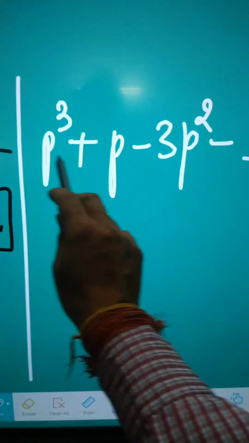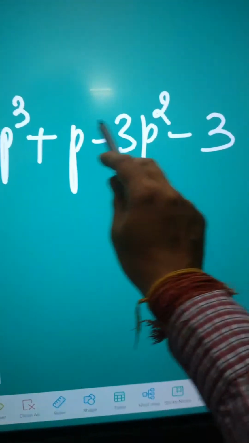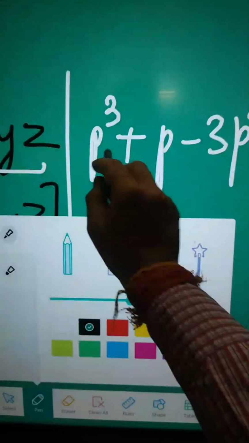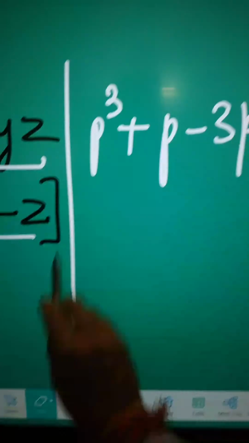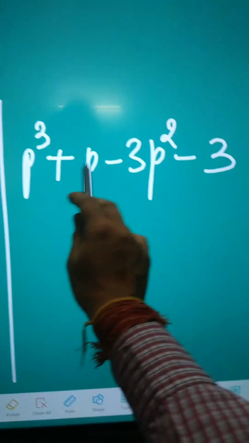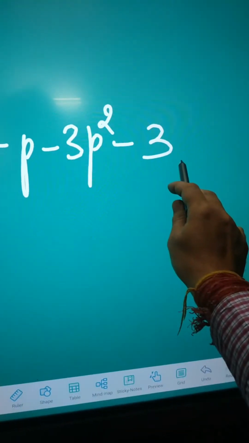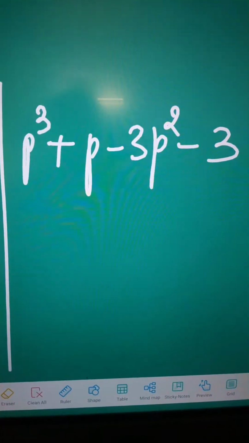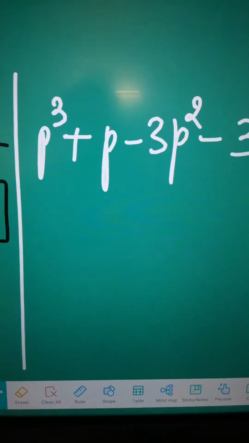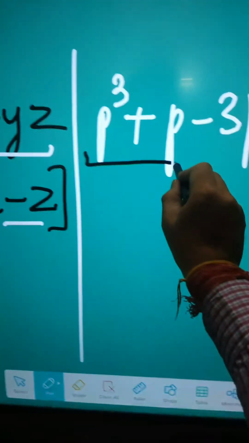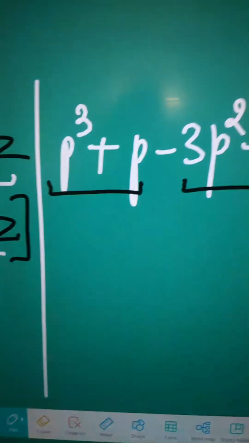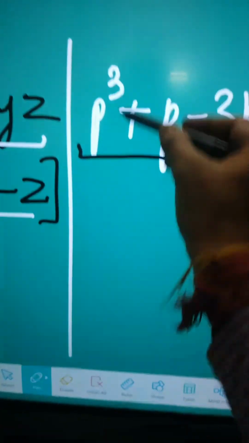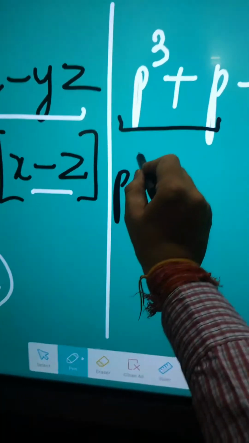Now in this there are four terms. First term, second term, third term, fourth term. And in all the terms you are seeing that there is nothing common. P, P, P, there is no P here. All should have P, then we can use the first method. So since the first method is not applicable, you will divide the question into two parts. And now you will take common in the first part. So what is common? P is common.